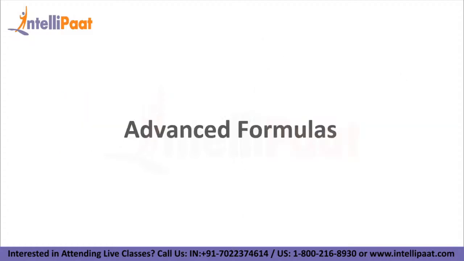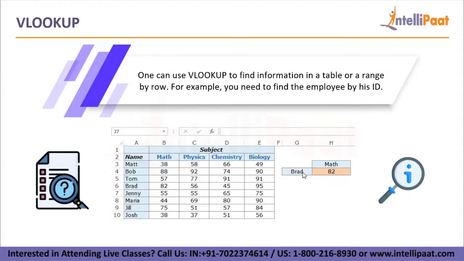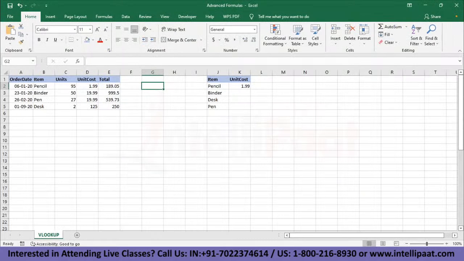So the first advanced formula that we have here is VLOOKUP. One can use VLOOKUP to find information in a table or a range by row. For example, you need to find the employee by his ID. So let's see how to implement VLOOKUP. Now let's continue with the hands-on.